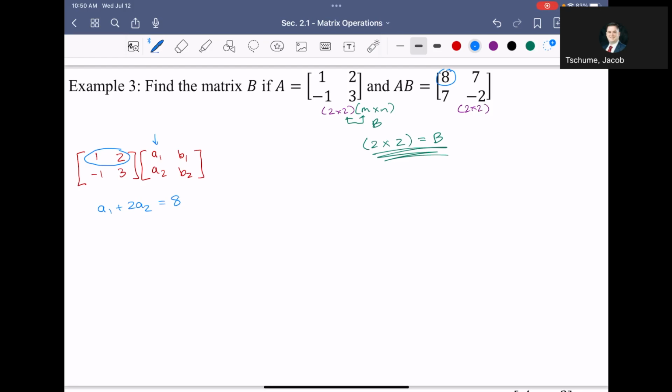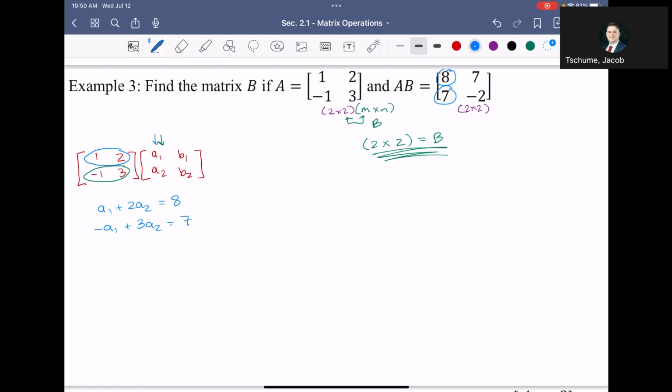All right. So instead, I'm going to jump down to my second row and multiply it by the first column as well. And that will end up giving me negative A1 plus 3A2. Now, since I did jump down to the second row, this is going to help me find the first element of the second row of my final answer, which would be 7. And what you've just done is set up a system of equations that you can now solve.